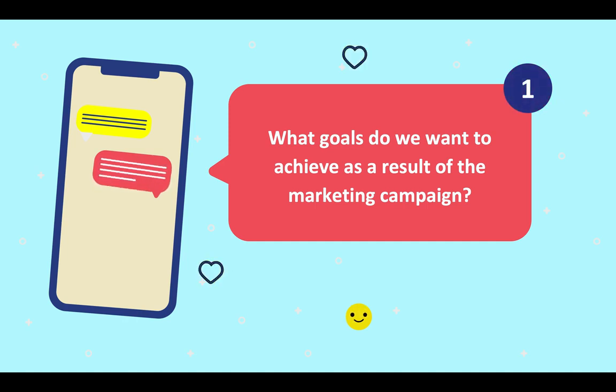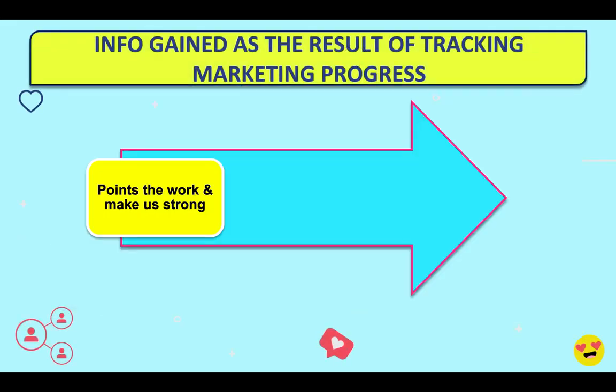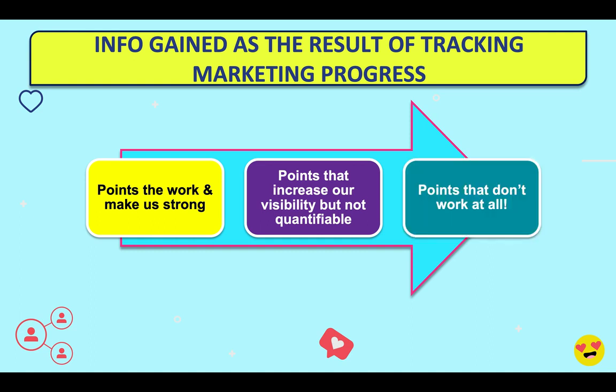We are going to track or measure the success of our marketing plan based on how close we get to our final goals set at the beginning of the campaign. In this process of tracking, we will learn the points that work and make us strong, the points that do increase our visibility but don't necessarily lead to quantifiable end goals, and the points that don't work and are not useful.